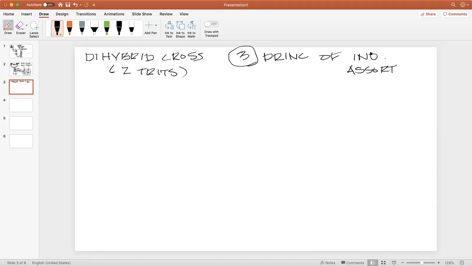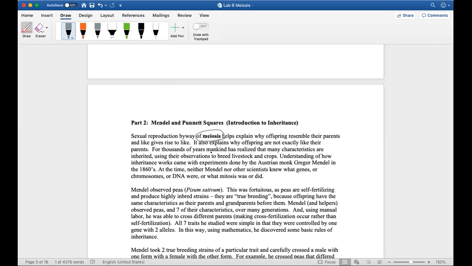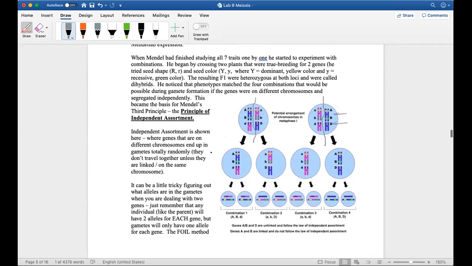And all of this is in your lab. I'm just explaining it for you. So I'm not going to write everything out because it's hard for me to. Let me change my screen really quickly for you. I want to show you your lab, and I want to show you a picture from that lab that really explains independent assortment quite well.